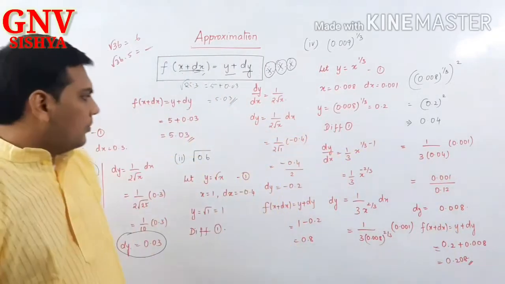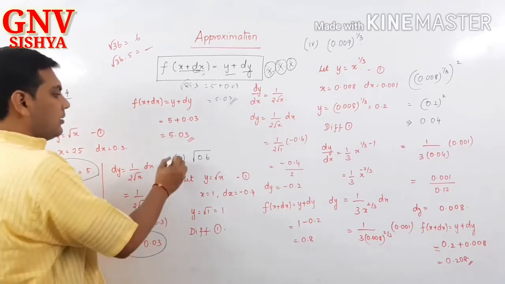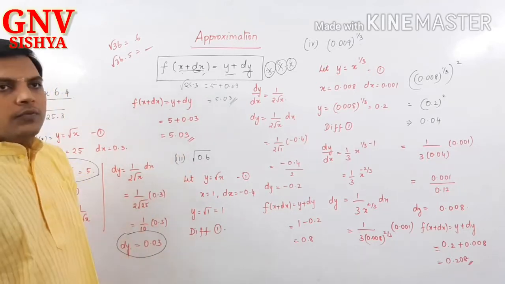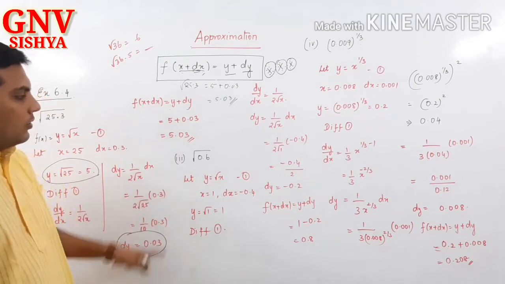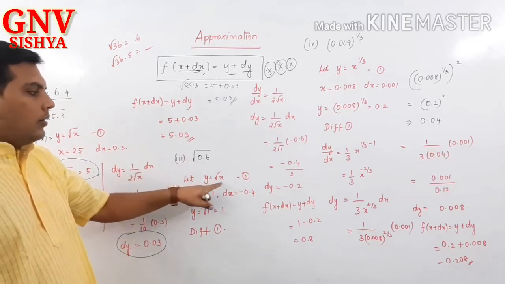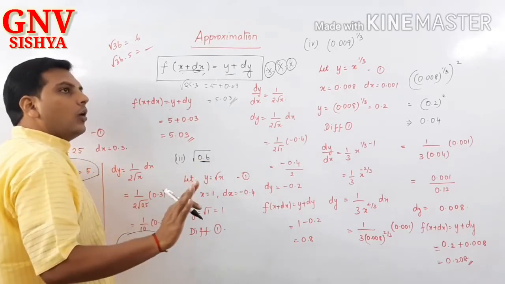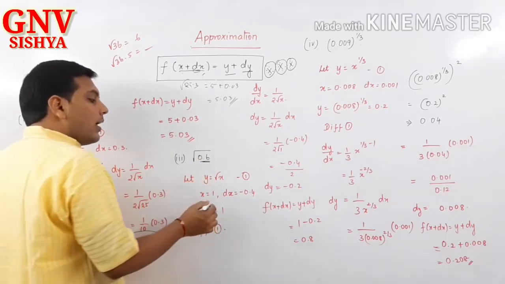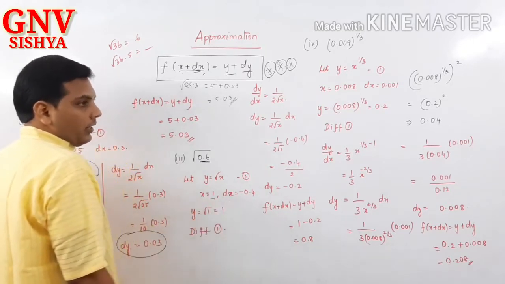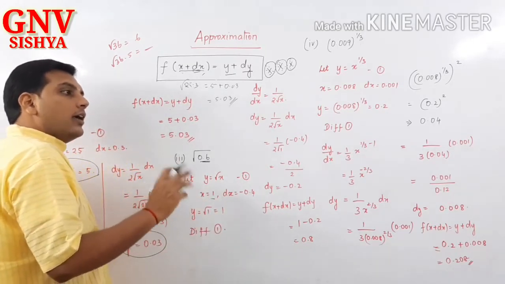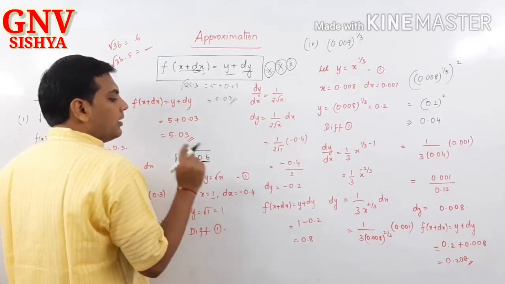Now check sum number 2, root 0.6, correct? Actually I think this is sum number 3. Sum number 2 is 49 point something else, right? Sum number 3, root of 0.6. So again square root is there, y equals square root of x. What is the nearest square number? You don't say 0. The nearest square number is 1. Always the x value should be greater than dx value. When you compare x and dx, x should be much greater than dx. So x is 1, dx is minus 0.4.